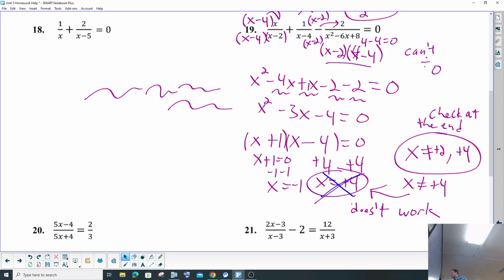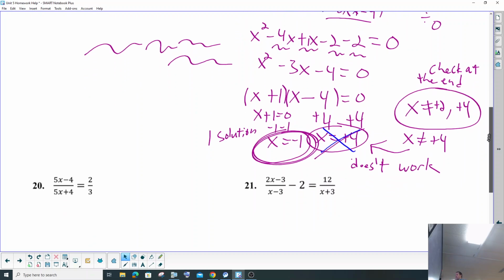So we only have one solution, and that's x equals negative 1. Just one solution for this one. Remember how I said we had to watch out for those extraneous ones? That's right. Okay, last one.